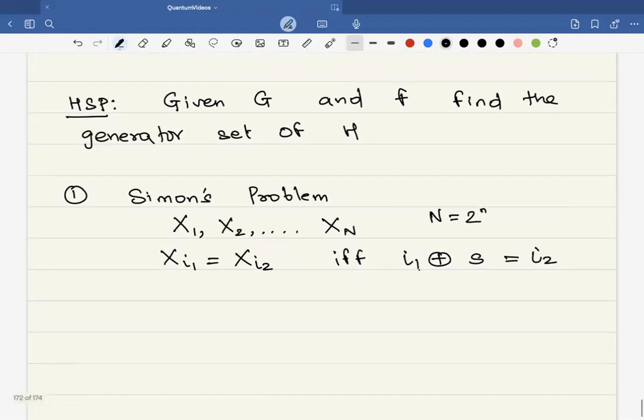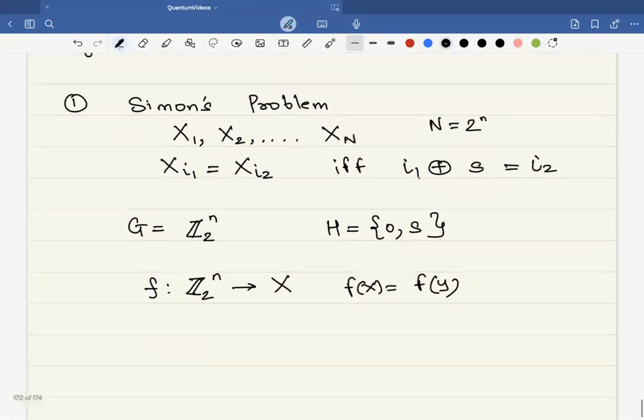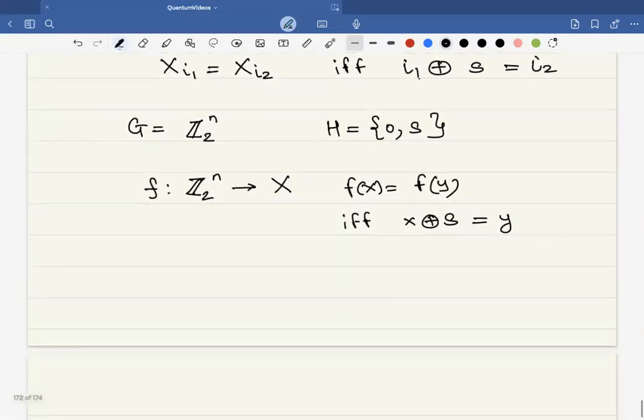All right, let's look at how we can put this in as a hidden subgroup problem. So let G be equal to Z2 to the power n, and we'll take H to be {0, s}. And our function can be any function which goes from G, or Z2 to the power n, to a finite set X, which has the following property. f(x) is equal to f(y) if and only if x plus s is equal to y. Right, so you can see that this function is constant on the cosets of H.